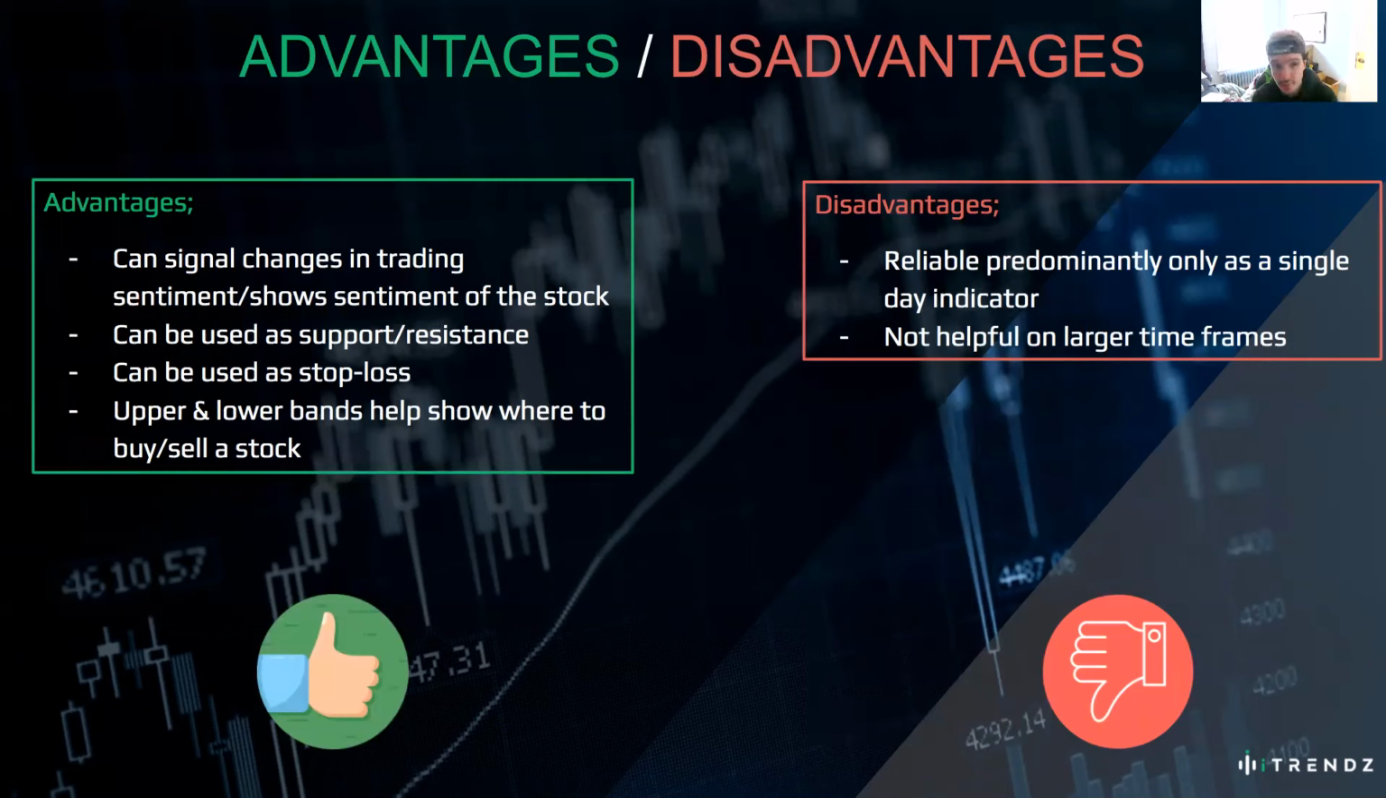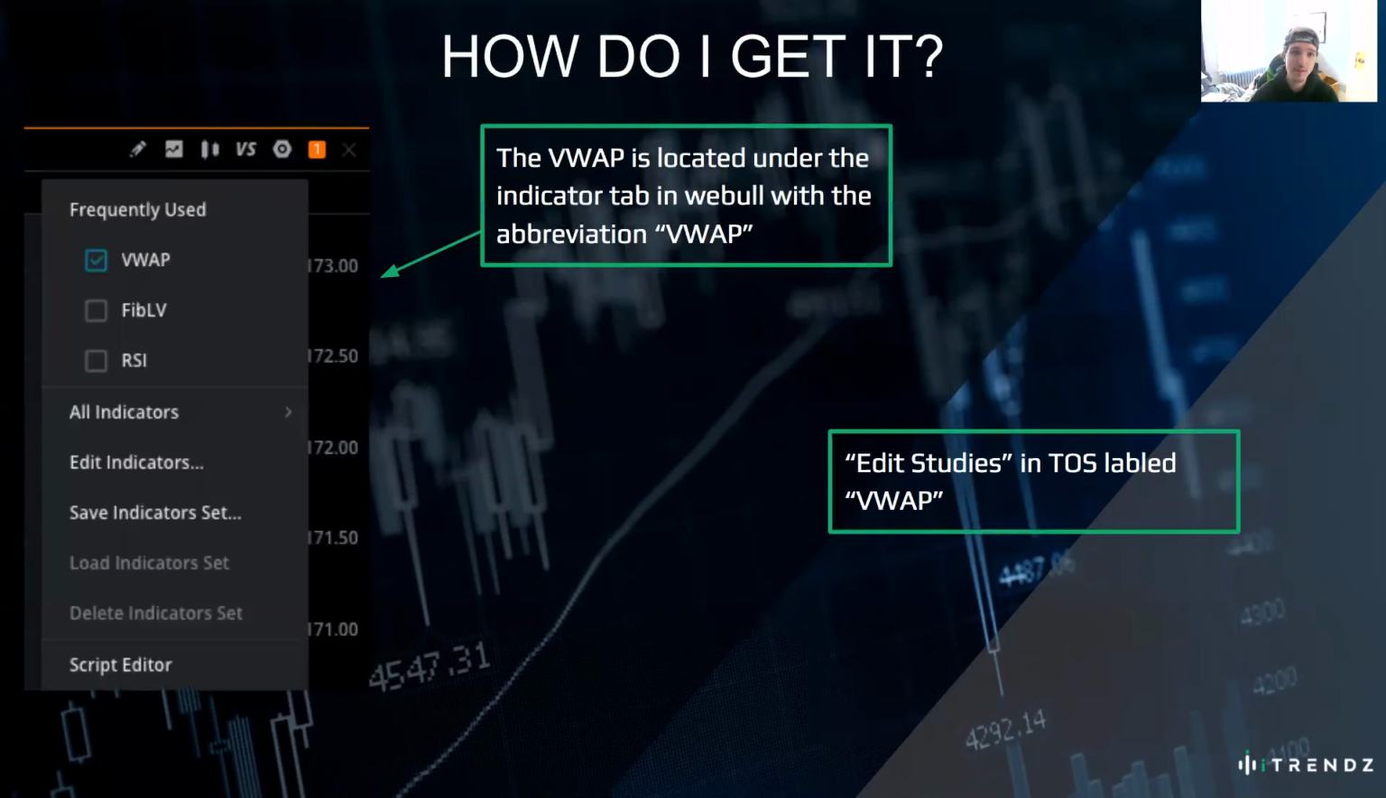Advantages: it can help signal a change in trend on the day. It can be used as support and resistance, and it can be used as a stop loss. And then those upper and lower bands help show where you buy or sell a stock, and we'll get into that in a second. Disadvantages: it's only reliable on those smaller time frames, and therefore another disadvantage is that it's not helpful on larger time frames. So anyway, how to get the VWAP.